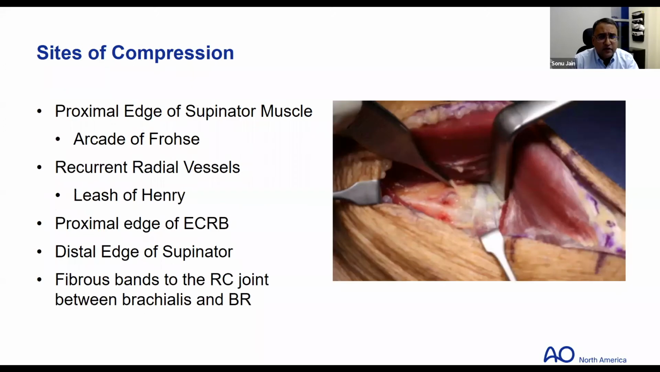And let's move on to the sites of compression here. So multiple sites here. You have the proximal edge of the supinator muscle, the arcade of Frohse. You have these recurrent radial vessels called the leash of Henry, and then you have the proximal edge of the ECRB, the distal edge of the supinator, and you can have the fibrous bands at the radiocapitellar joint between the brachialis and BR.